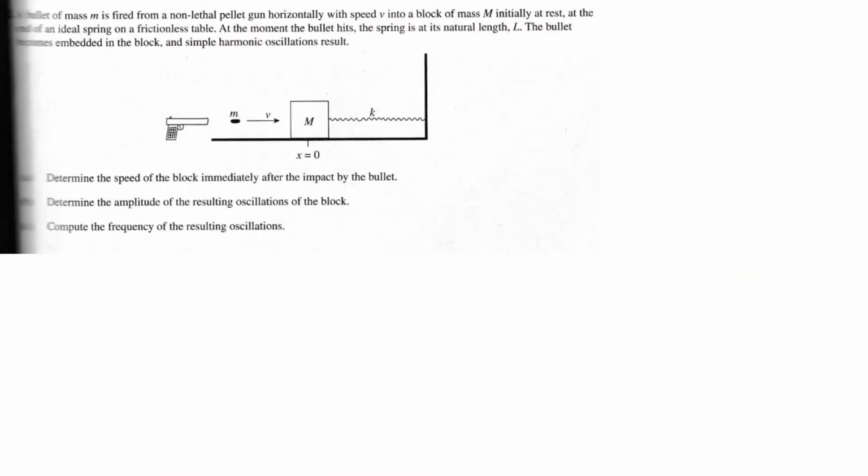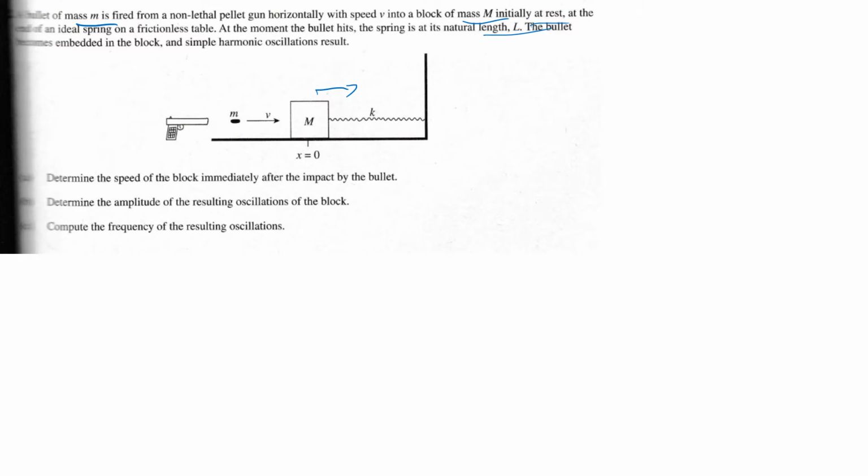A bullet of mass m is fired from a non-lethal pellet gun horizontally with speed v into a block of mass M initially at rest at the end of an ideal spring on a frictionless table. At the moment the bullet hits, the spring is at natural length. The bullet becomes embedded in the block and a simple harmonic oscillation results. Nice. So it's going to push the block in. Find the speed of the block immediately after the impact of the bullet.